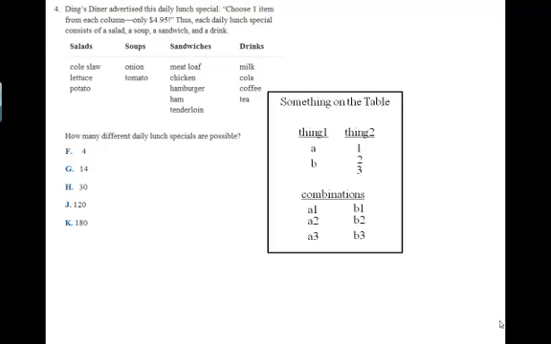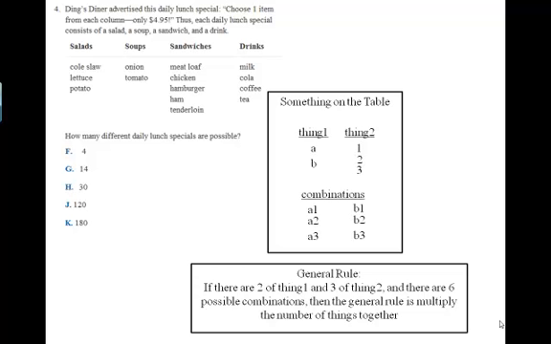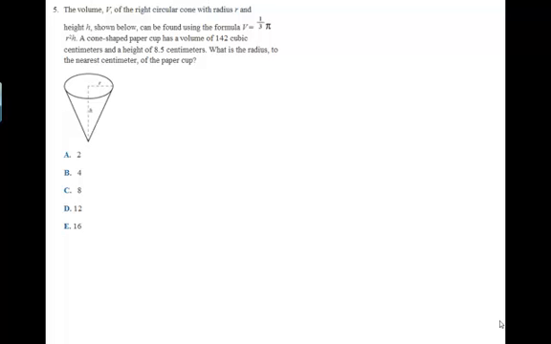6. So I have 2 of thing 1, 3 of thing 2. In total, I've got 6. Therefore, the general rule, I multiply the number of things together. Therefore, in my example above, I've got 3, 2, 5, 4. Multiply them all together.